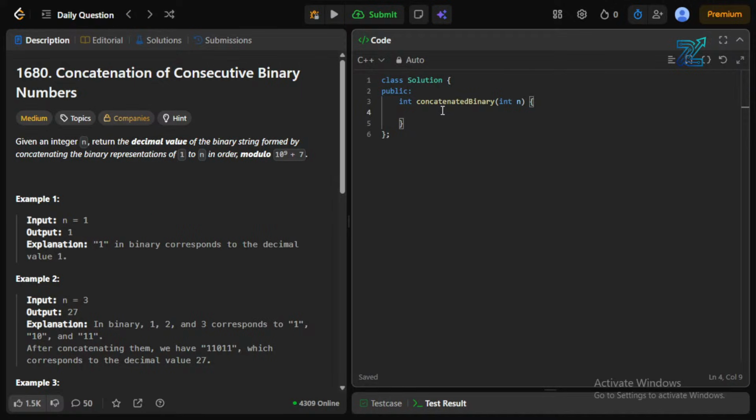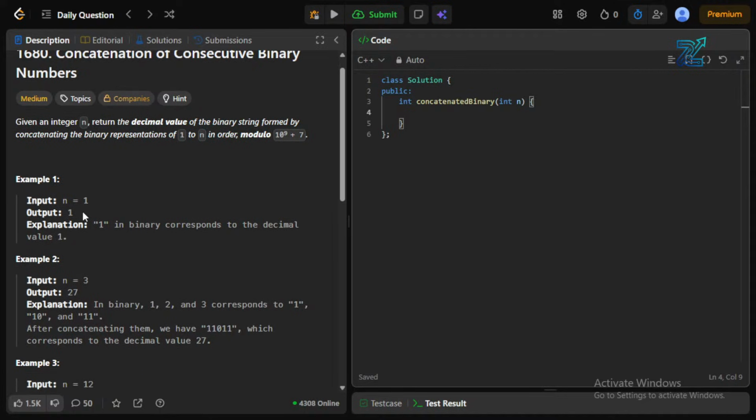See, if you look at the example, I give one input n and my output is 1. So how? Our task is to concatenate all the binary representations from 1 to the given number. So if my n is 1, my output is 1. 1 to n means now my n is 1 only, so it gives the solution up to 1. So 1 in binary corresponds to the decimal value, that is 1 only.